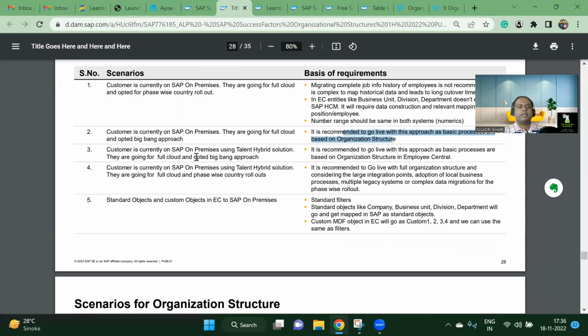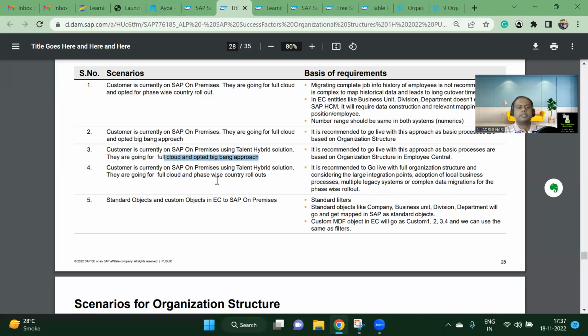Third option: the customer is on SAP on-premise using talent hybrid. They're going for full cloud and opted for big bang, right? Again, in this case, you can recommend going live with the approach of basic processes based on the org structure, whatever you have created in Employee Central. Not much impact you'll be finding here.